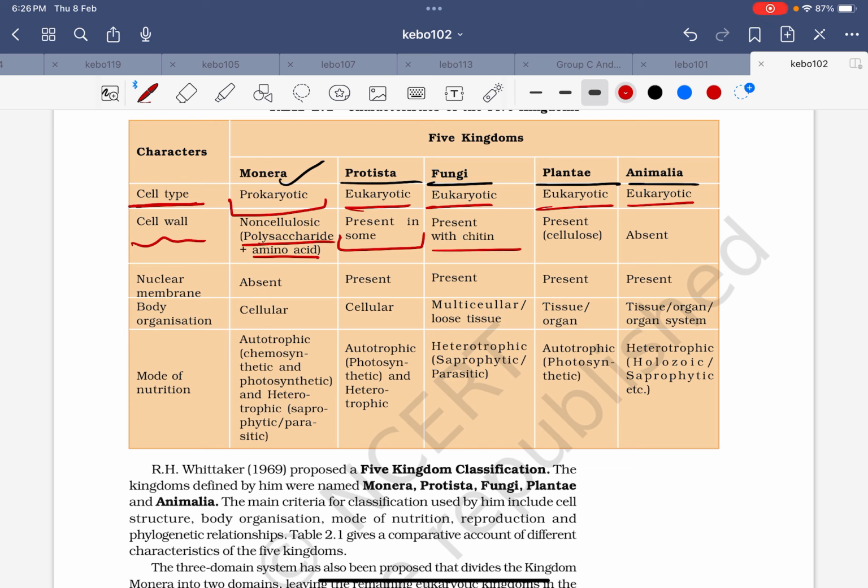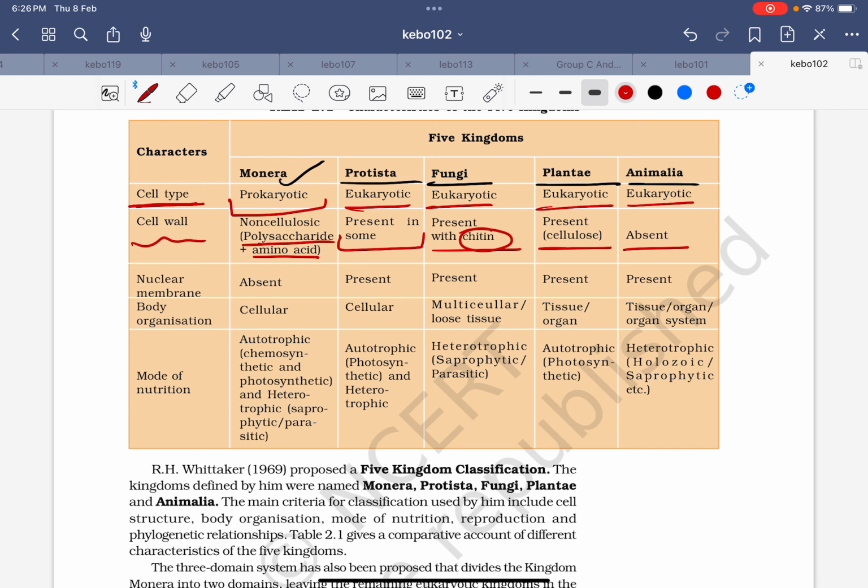In the fungi, the cell wall is present, and its specific characteristic is chitin in the cell wall. In the plantae, of course, the characteristic feature of the plant is having a cell wall, and this cell wall is made up of cellulose. In Animalia, there is no cell wall, without any exception. Some Protista don't have a cell wall, and some species of Protista have it, but Animalia never have a cell wall.